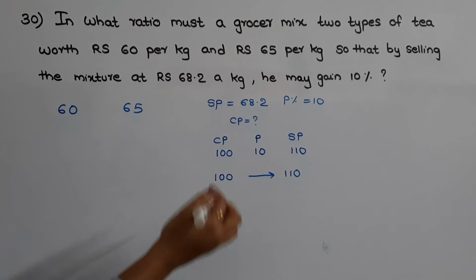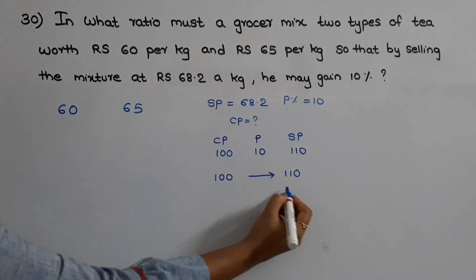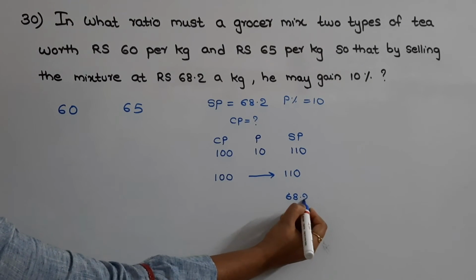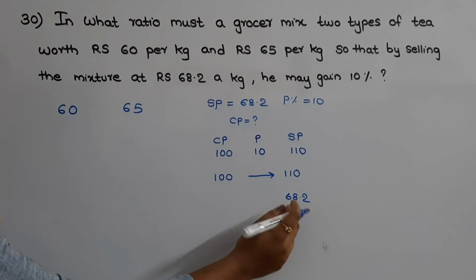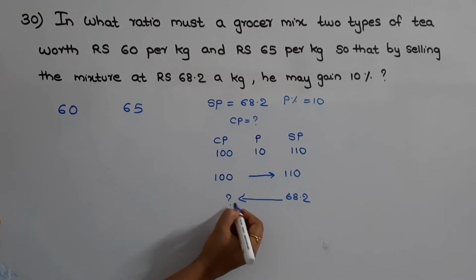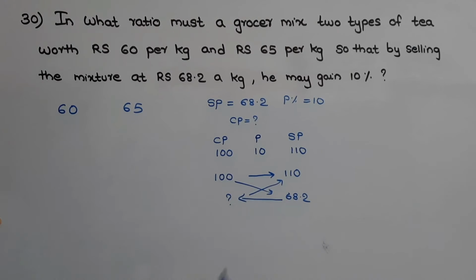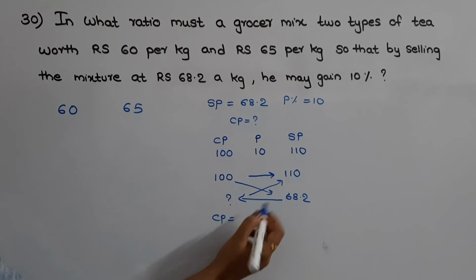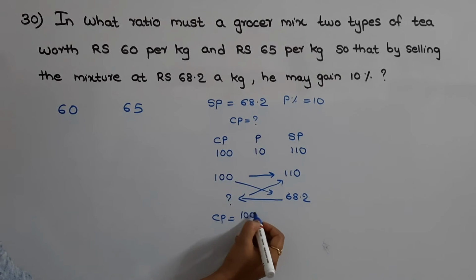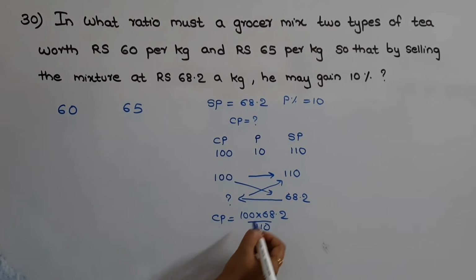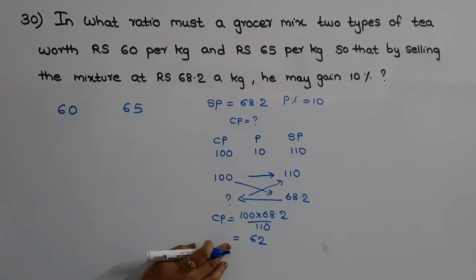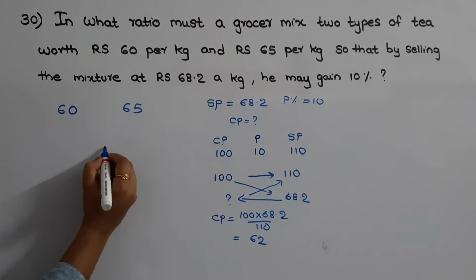Now, the selling price is given here as 68.2. When cost price is 100, selling price is 110. Now if selling price is 68.2, what will be the cost price? This we can find out by cross multiplying. So cost price will be equal to 100 into 68.2 divided by 110. On solving this you will get the answer as 62. So this is the cost price of the mixture, and we need to write it here in the middle.